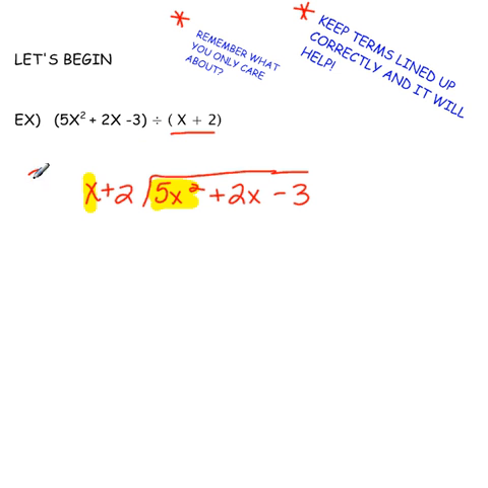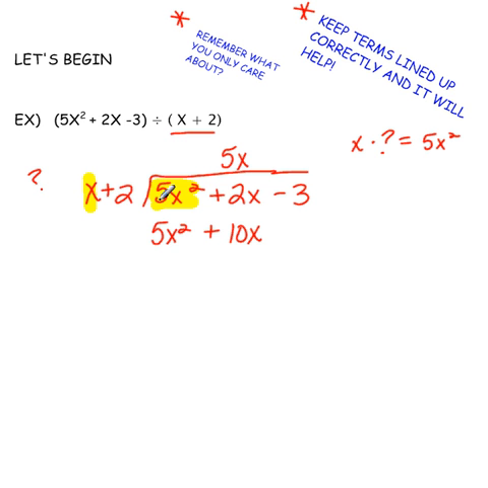x times what will give you 5x squared? And it is 5x. Very good. So now after we find the missing term, step 4 is to multiply. We'll take this term, 5x times x is 5x squared. Now remember, we're dividing by a binomial, so do not leave this out. 5x times positive 2 is a positive 10x.